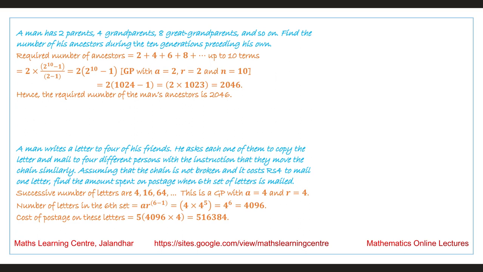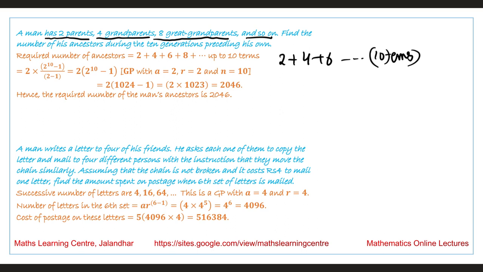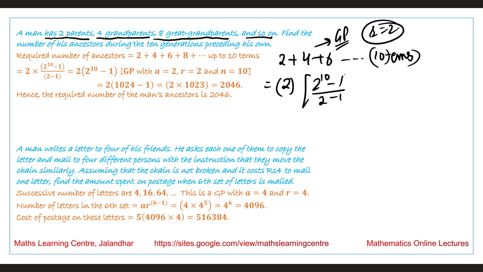Next is, a man has 2 parents, 4 grandparents, 8 great grandparents and so on. Find the number of ancestors during the 10 generations preceding his own. So the number of ancestors is 2, then 4, then 8, and we have to sum it up to 10 terms. So the first term is 2, this is a GP, and the common ratio is equal to 2. So the sum is 2 into 2 raised to the power 10 minus 1 over 2 minus 1.